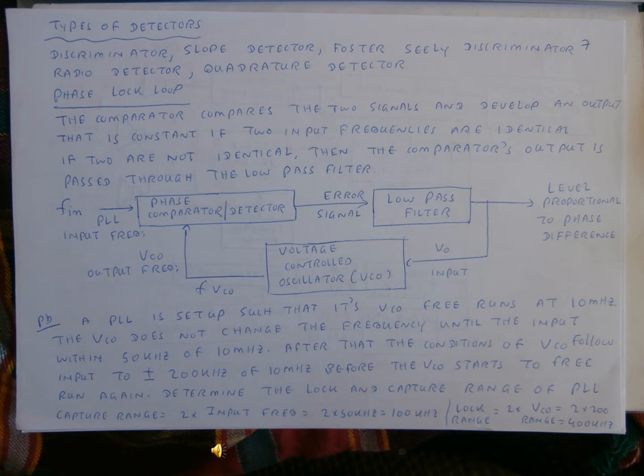Now, the phase-locked loop has two inputs: the input frequency, and the VCO (voltage-controlled oscillator) output frequency, to achieve the error between them. The phase comparator detector produces an error signal, which is sent through the low pass filter, and the output level is proportional to the phase difference. The output frequency of the VCO is fed back to the phase comparator.